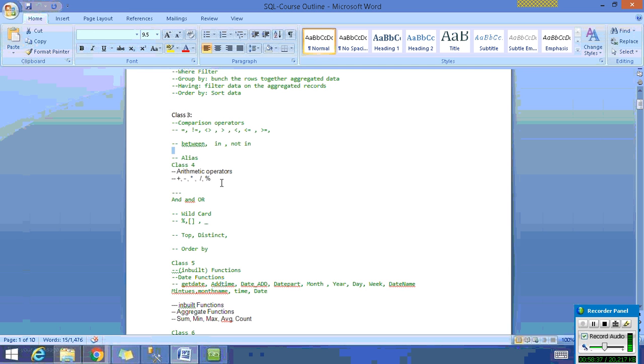Okay, I think we can stop in here and then we'll start in the next class with this one. In the next class we're going to see wildcard operators, that is LIKE in SQL Server. We'll talk about this one in the next class. And we'll see what is top, what is distinct, and what is order by.